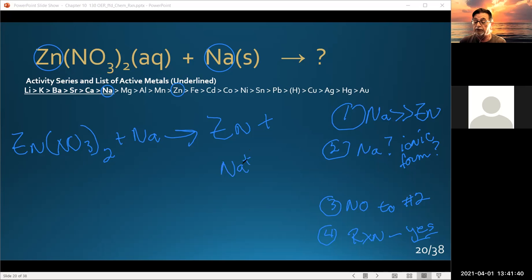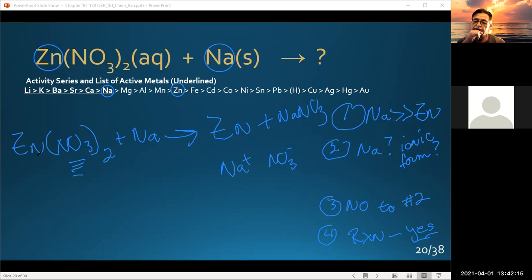We know sodium has a +1. And the nitrates, we know those are NO3 minus. To refresh your memory, go to the polyatomic ion table and you'll see NO3 has a -1. So we put these together, they're simply 1 to 1. And so the formula here would be NaNO3.